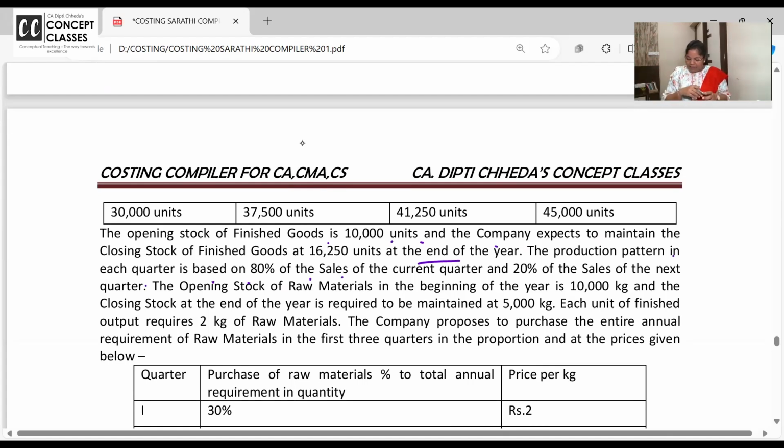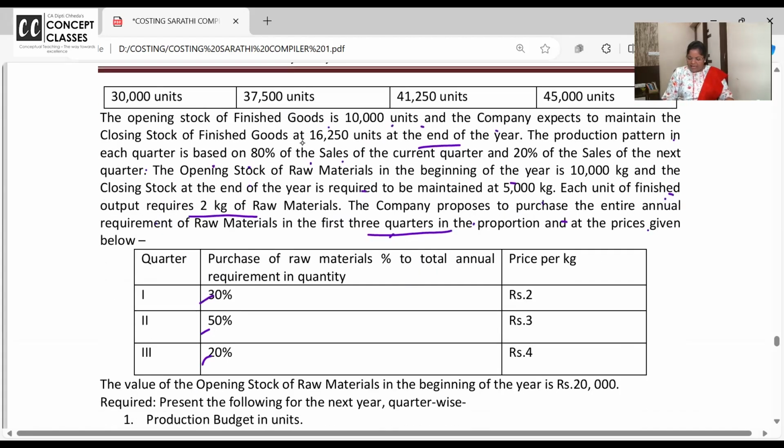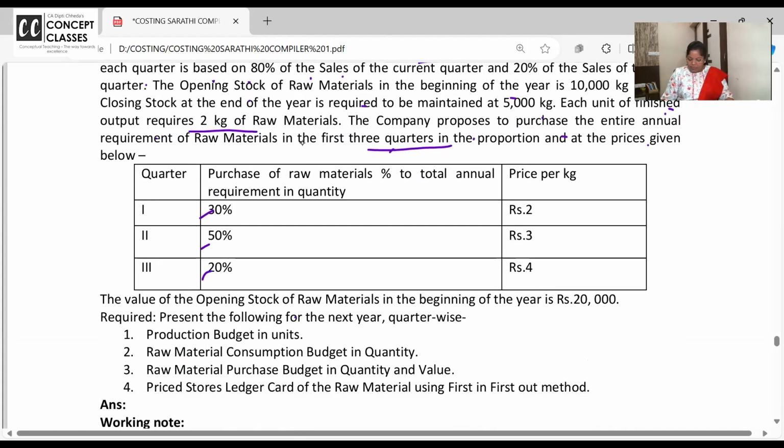20% of the next month you do now, then the next month, like that. Raw material opening stock is also given, and closing. Each finished unit requires 2 kg of raw material. And they are going to purchase the raw material in 3 quarters, 30% and at this rate. Value of opening stock of raw material is given. Present the following budgets you have to make.